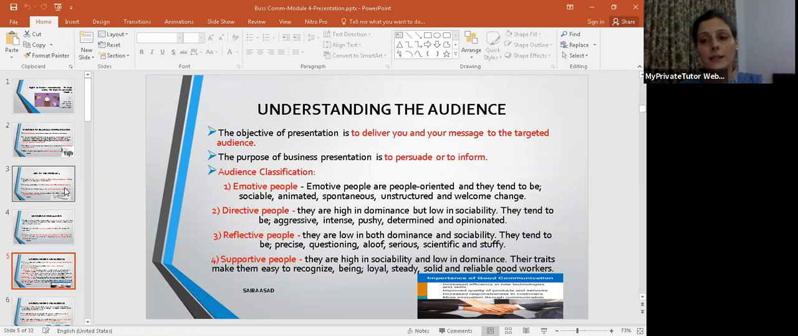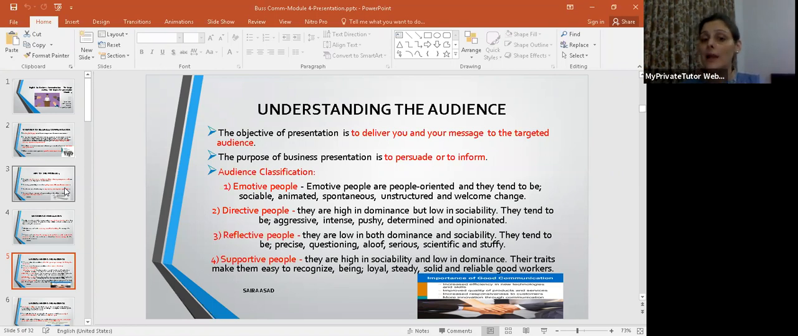What sort of audience? There is a classification of the audience: emotive people, directive people, reflective people, supportive people. The emotive people are people oriented. They tend to be social, animated, spontaneous, unstructured, and welcome changes. What they like depends on the nature of the person. Generally, the person who takes quick decisions and gets excited about whatever is presented in front of him, we call them emotive people.